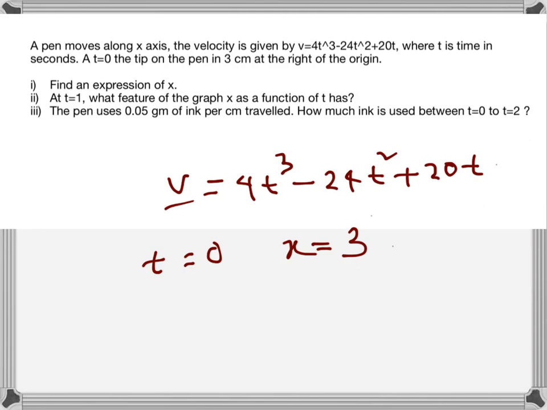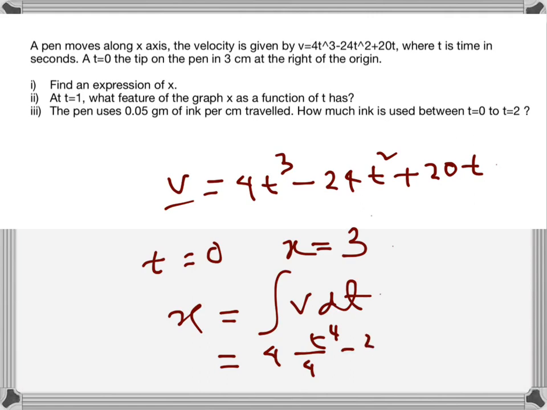So this is velocity. In order to find the expression of x, we have to integrate this one. So we will do that. This will become 4t to the power 4 over 4 minus 24t cube over 3 plus 20t square over 2 plus c. So it's becoming t to the power 4 minus 8t cube plus 10t square plus c.